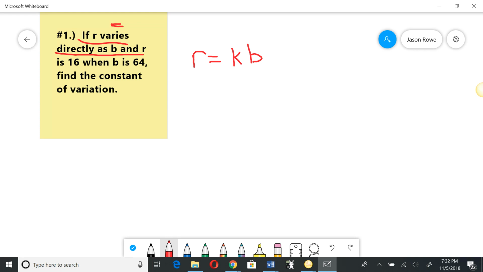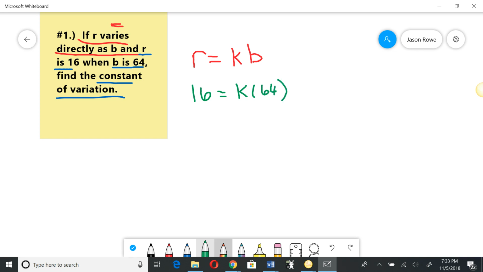Now, in this instance, we're trying to find the constant of variation. So the next part kind of tells us how we're going to do that. It tells us R is 16 when B is 64. So we're going to substitute those values in. So it says R is 16 when B is 64. Find the constant of variation.